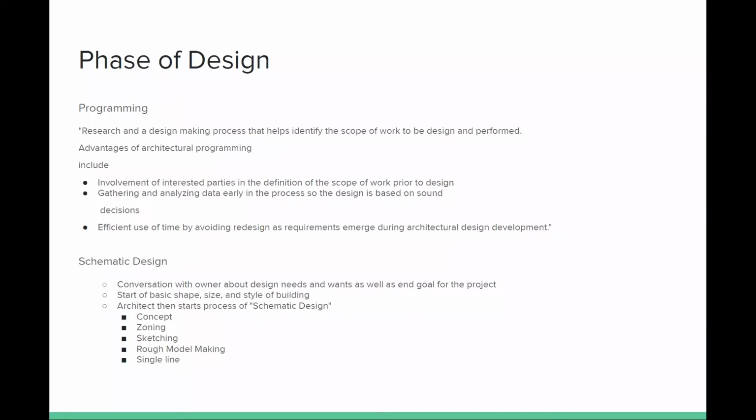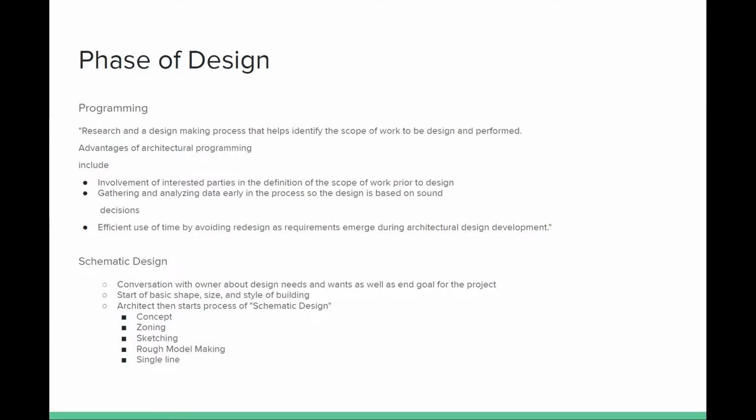So just getting into the phase of design for architecture, really starting off with programming. Programming can be defined as a research and design-making process that helps identify the scope of work to be designed and performed. So basically, this is the first phase of a project. It's just researching, really just trying to understand the project and the end goals.